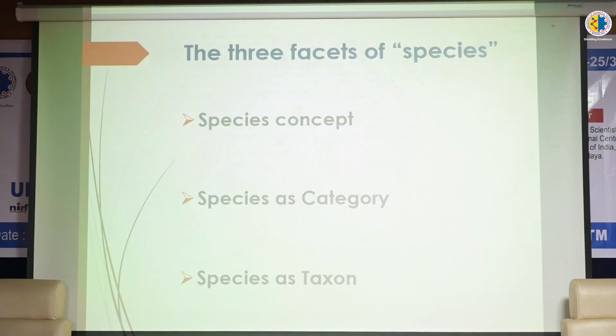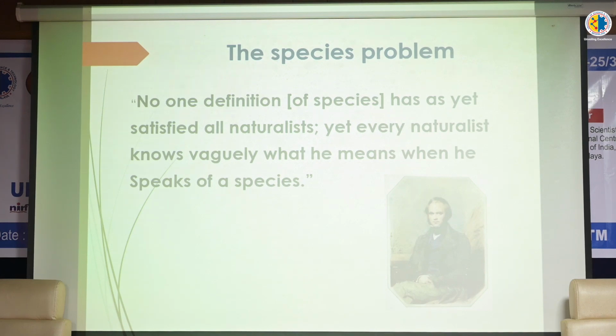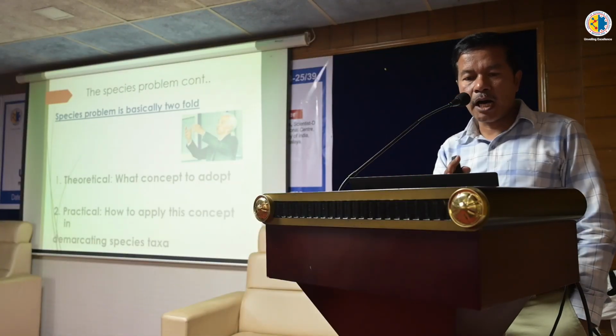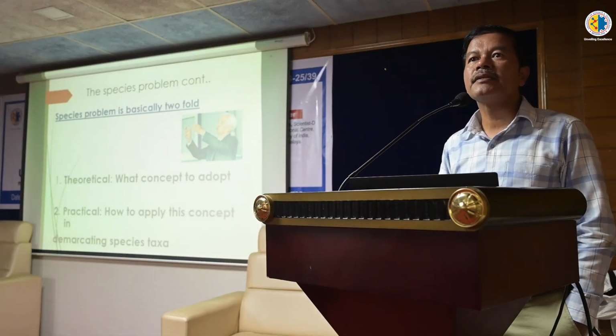Almost everywhere I start with this question: what is a species? Because this is a very, very fundamental question, but we don't have a very precise answer so far. Three dimensions or three facets of the word species. No one definition of species has yet satisfied all naturalists. How to apply this concept in demarcating species taxa? This is the practical problem. We know what a species is, but how do we use this concept to demarcate species?